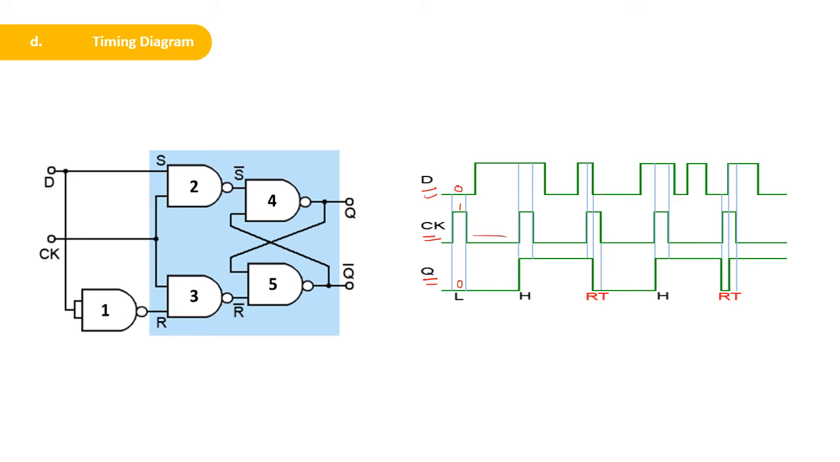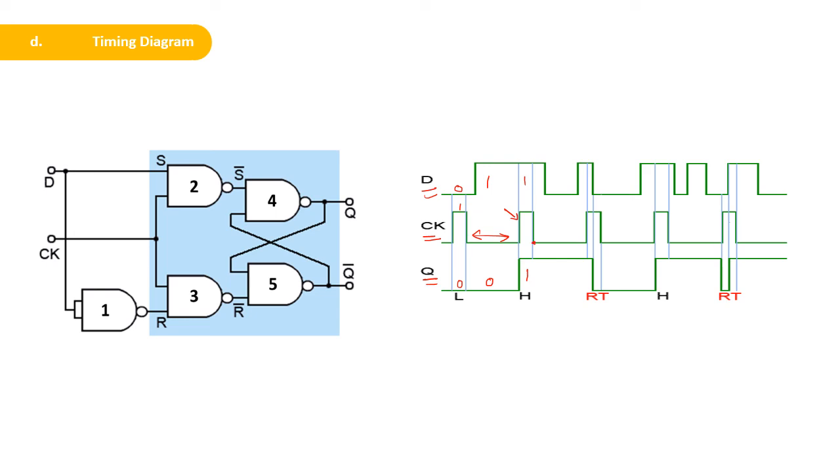Now in this region you can see that the clock is 0. So even though your input is becoming 1, your output remains as 0, that is the previous state, because there is no clock signal. Now when the next clock signal comes, that is here, it will check the value of D. So when the next clock comes, the value of D is 1. So your output will go to 1.